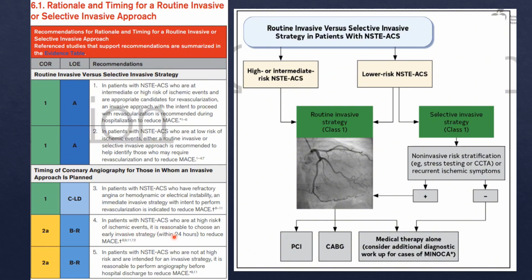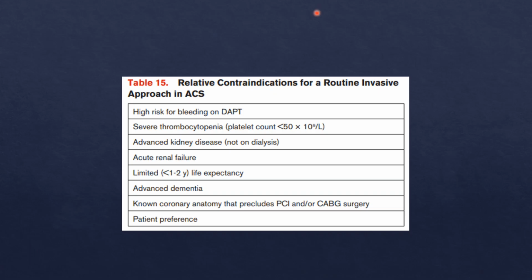The relative contraindications of a routine invasive approach include patients with high bleeding risk on DAPT, severe thrombocytopenia with a platelet count of less than 50, advanced kidney disease but not on dialysis, acute renal failure, limited life expectancy of less than 1 to 2 years, advanced dementia, known coronary anatomy that precludes PCI and CABG surgery, and patient preference. In these kinds of patients, you can go for a selective invasive approach.